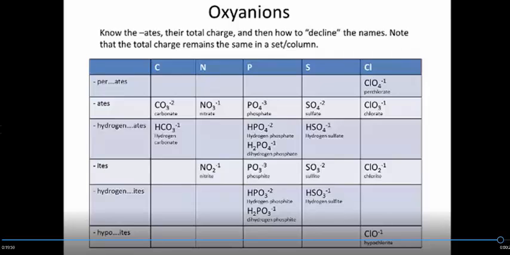We don't have a carbonite. I mean, I've heard it on advertisements, but it's not a substance.